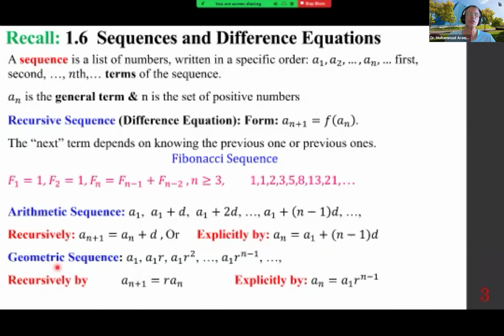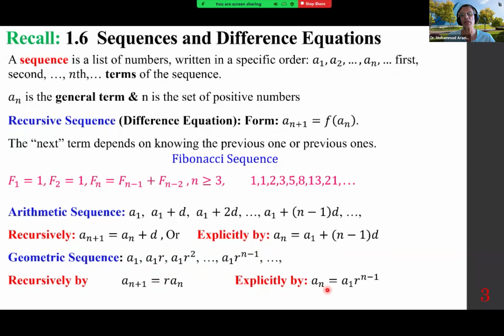A geometric sequence is in the form of a sub 1, a sub 1 times r, a sub 1 times r squared, all the way to a sub 1 r to the power of n minus 1, where r is a constant known as the ratio. So a sub n plus 1 is r times a sub n recursively. Explicitly, a sub n equals a sub 1 r to the power of n minus 1.